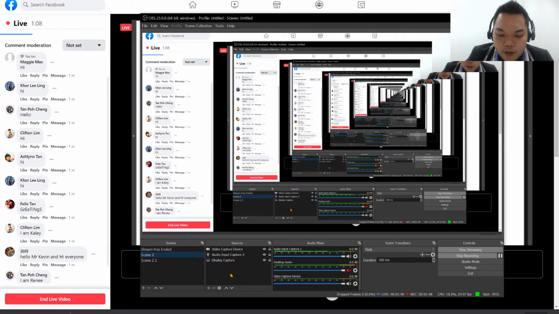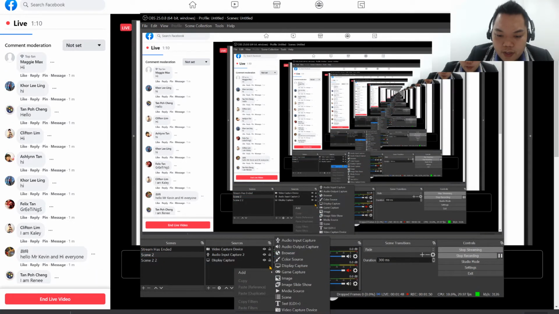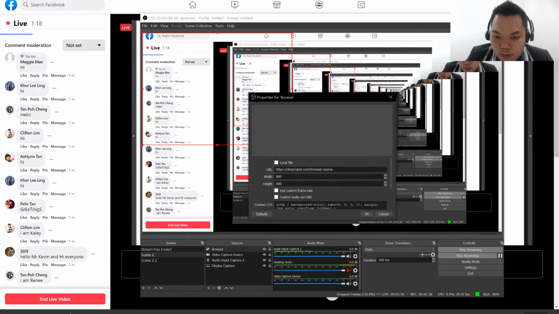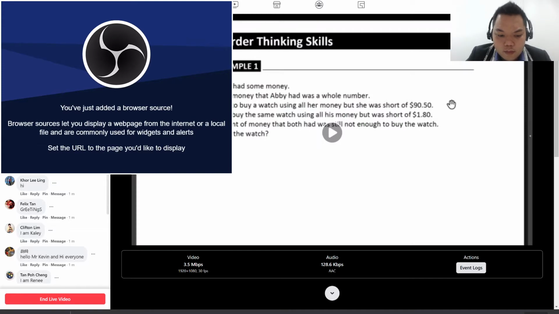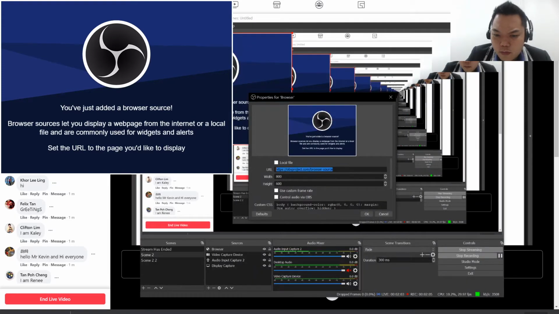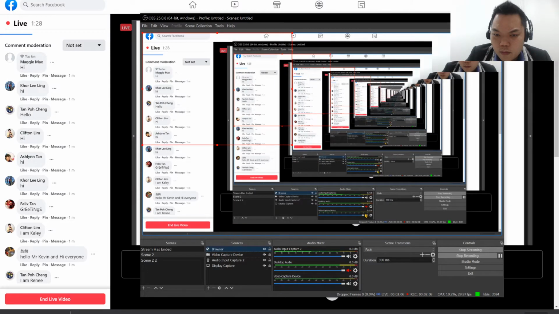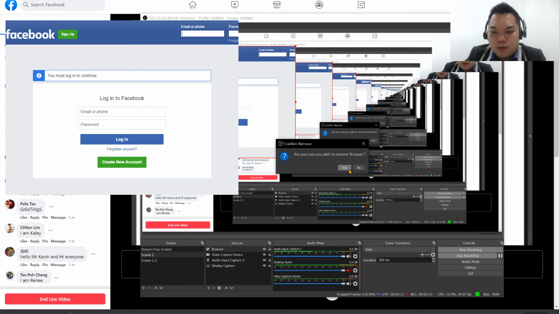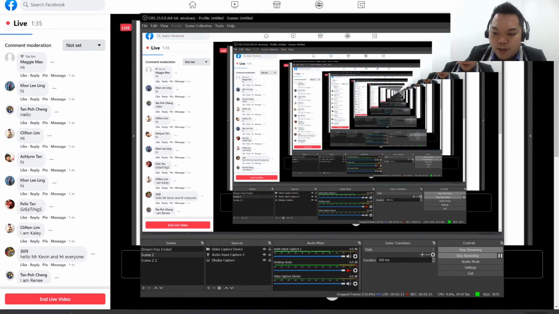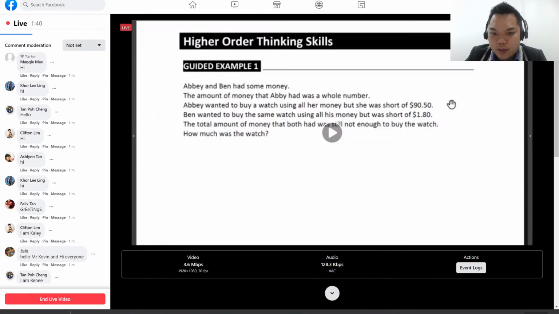Let me see if I can try to add something here or not. Browser capture. Not yet. Got to log in and all that. Alright, then I'll try to do this next time.